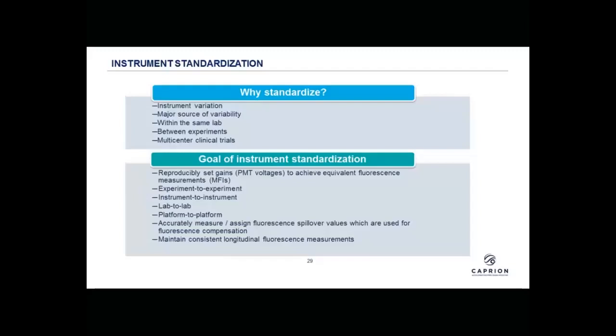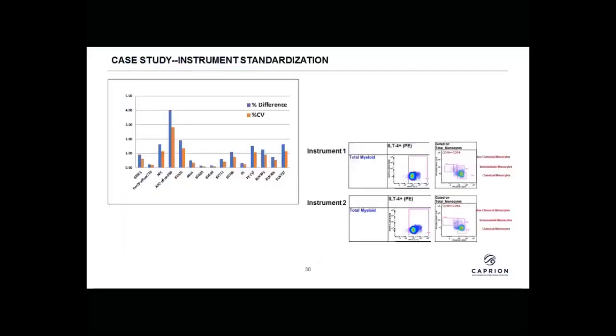It also allows you to accurately assign your spillover values for compensation. Compensation is also a major source of variation in the data. It allows you to maintain consistent longitudinal fluorescent measurements. I'm not going to discuss today any one process of cross-standardizing your instruments. There's many different ways you can do it, but I do want to show you a case study.